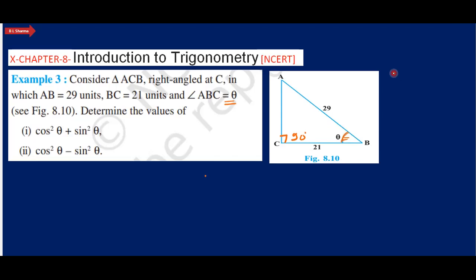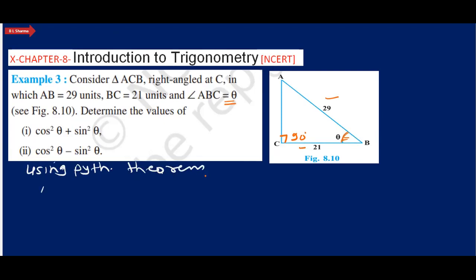हमें पता है कि ये AB 29 सेंटीमीटर यूनिट, एंड BC is 21 है. हमें तीनों साइड का पता लगाना जरूरी है, बट सिंस इट इज अ राइट एंगल ट्राइंगल, सो यूजिंग, पहले हम 3 साइड्स का पता लगाएंगे. पाइथागोरस थ्योरम.